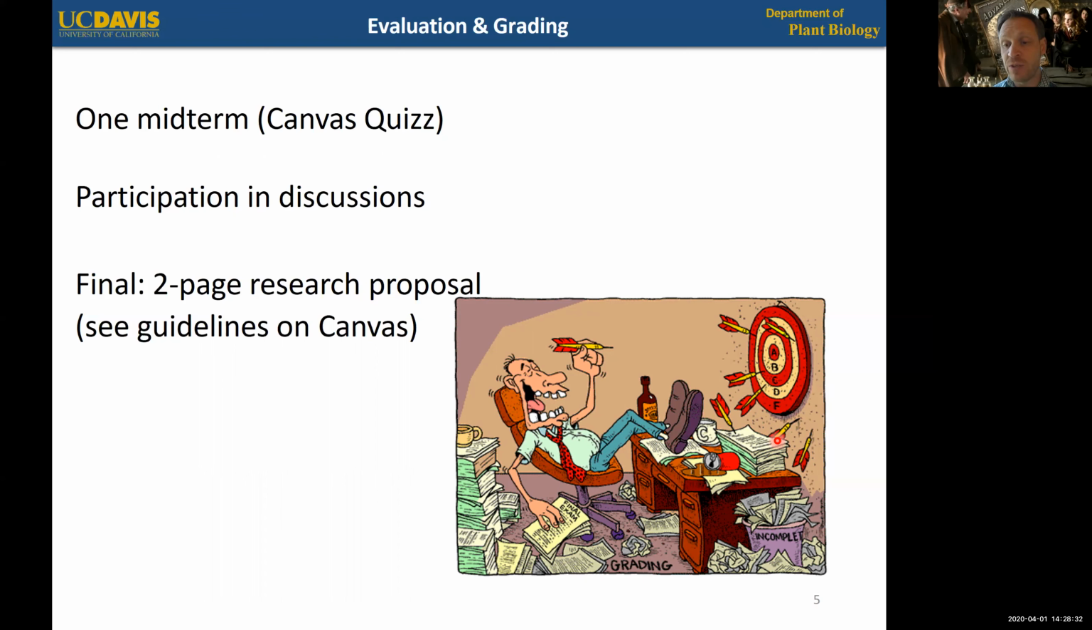And then finally, we don't have a final exam, but a final essentially is a 2-page research proposal. I have provided some guidelines as well as an example of a proposal already in Canvas, so you can look at that. In past years, people have used this to actually prepare for example, the NSF proposals or other thesis proposals, your QE proposal, for example.